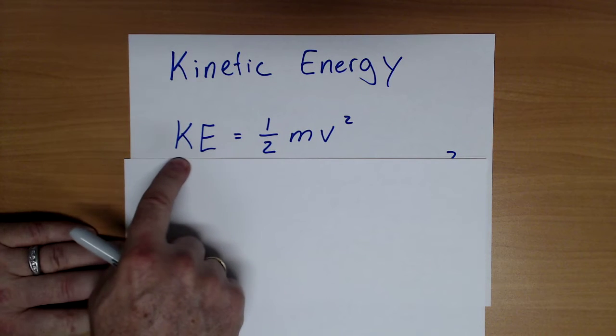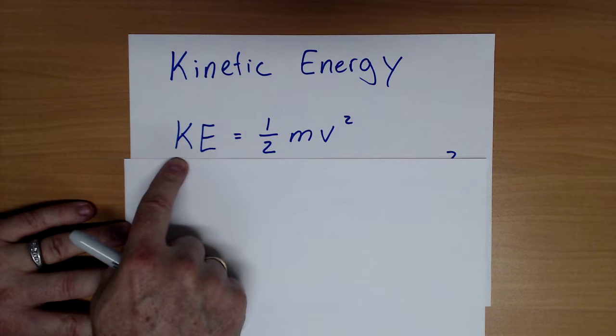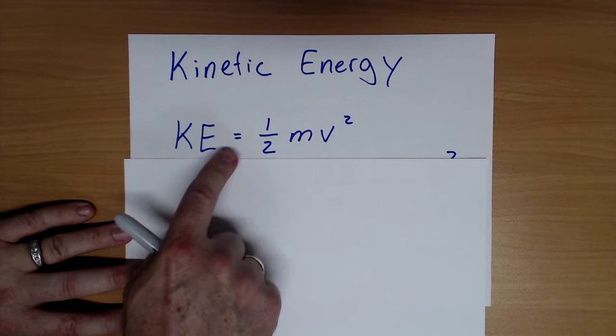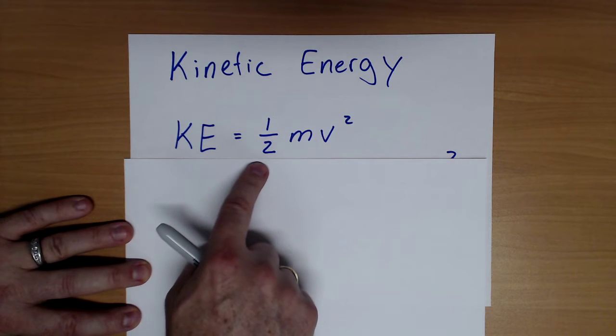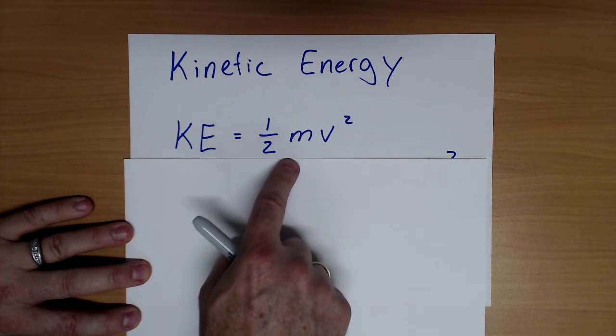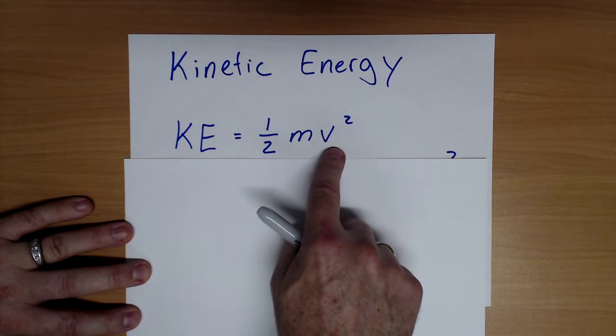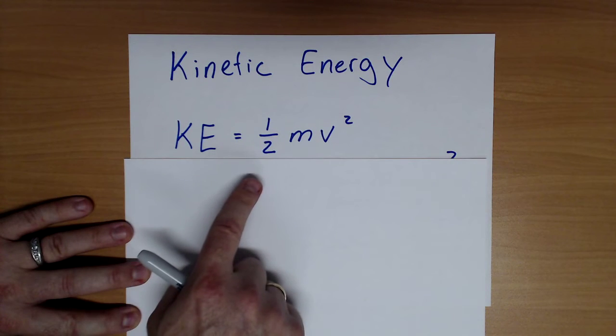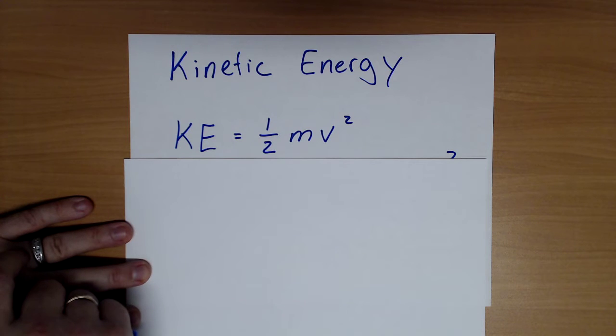This is how we would most commonly write out the kinetic energy. We'll abbreviate KE for kinetic energy. And then the equation is that it is 1/2 times mass times velocity squared. So we would say it quickly, 1/2 mv squared.